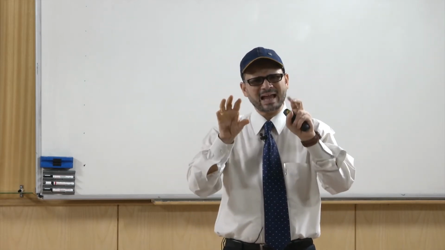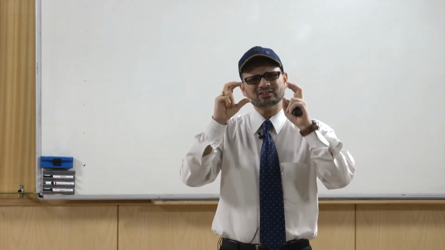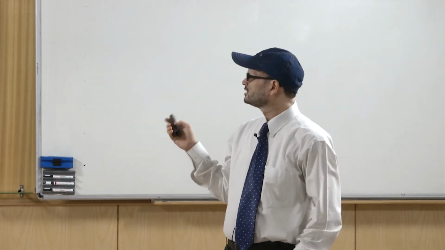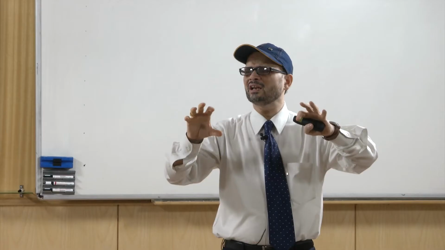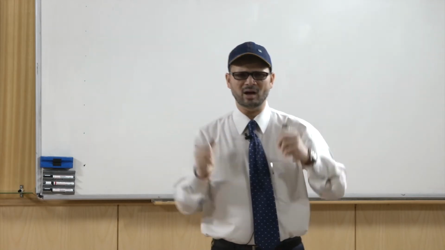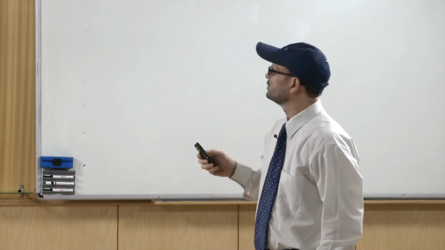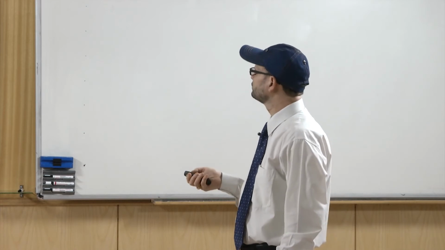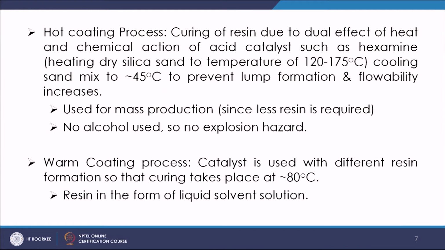Basically you are giving that much quantity of sand which has to form that shell. This sand mass itself is heated to 120 to 175 degree centigrade, and due to that temperature it hardens quickly and forms a spongy hard mass. That is why it is known as a hot coating process, because you are heating to a certain temperature. This is used for mass production because less resin is required, and because of the heating, polymerization is taking place.